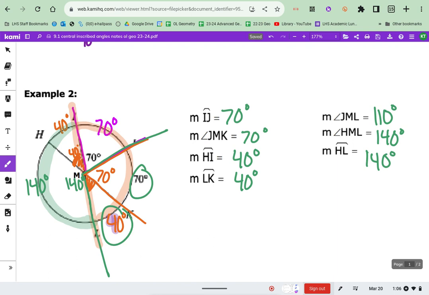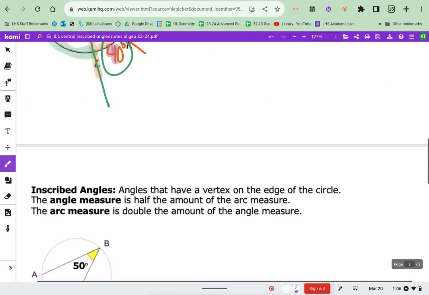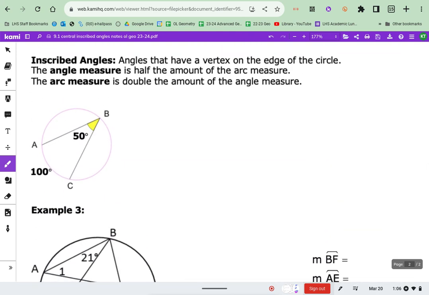Okay, real quick. On a scale of 1 to 5, how good are you on what we've done so far? Okay, sweet. Awesome. All right, then we're halfway through. Let's flip over to the back. Let's do inscribed angles.